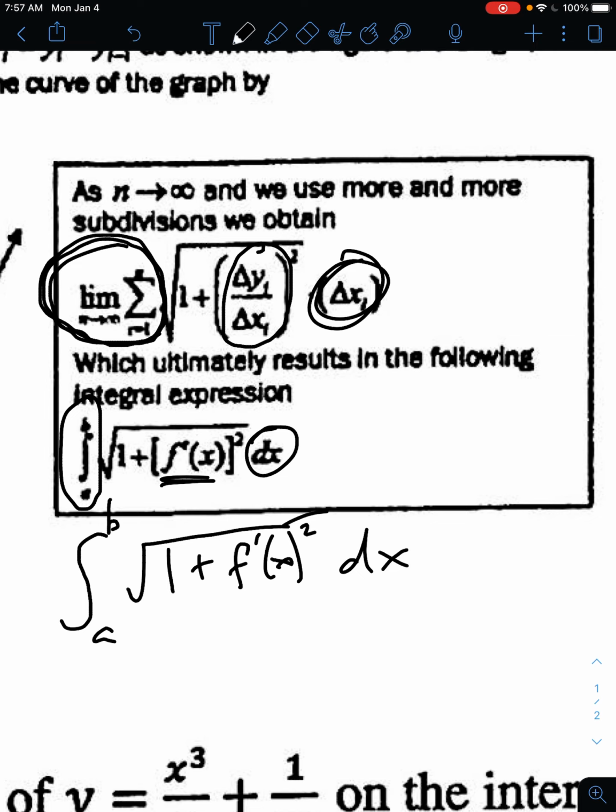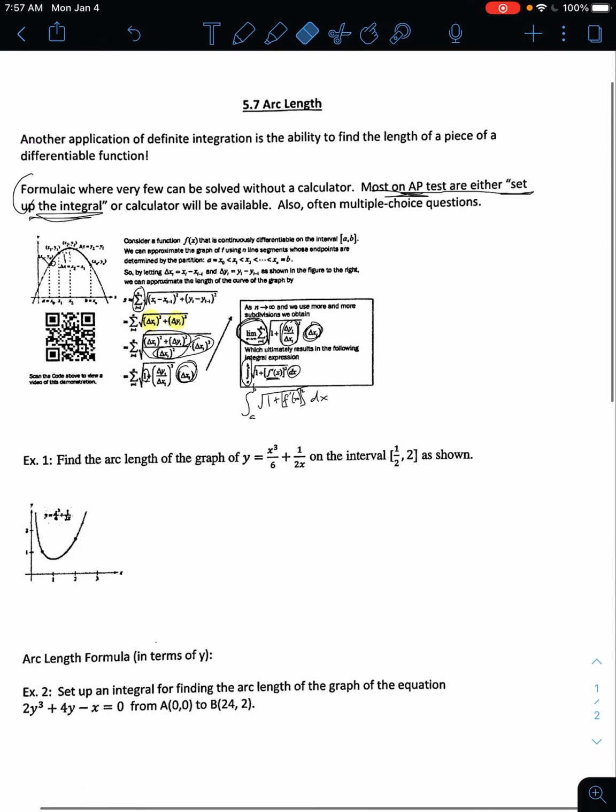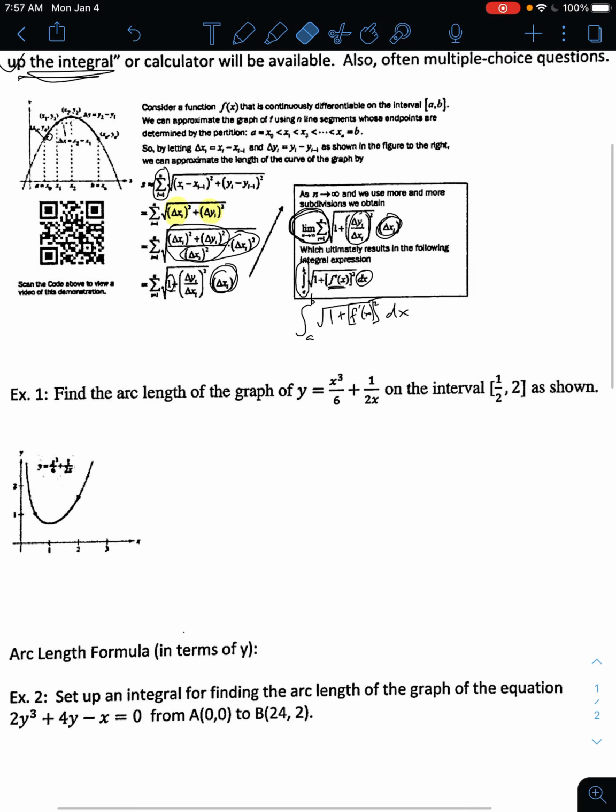And so basically, in the formula, we really just have to find f prime. That's the only hard part of the problem. And now we have a few examples just to kind of show you how easy it is if you do know the formula. So it says find the arc length of this graph. They give you the function on the interval 1/2 to 2 as shown. So the arc length formula is going to be the integral from 1/2 to 2 of the square root of 1 plus f prime squared.